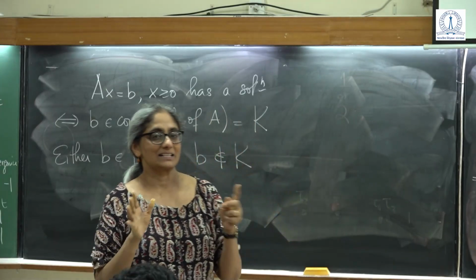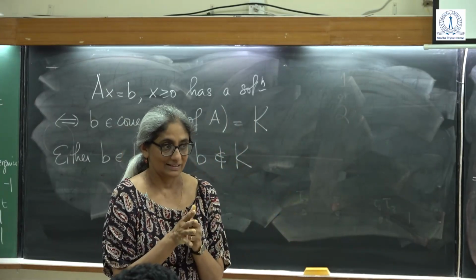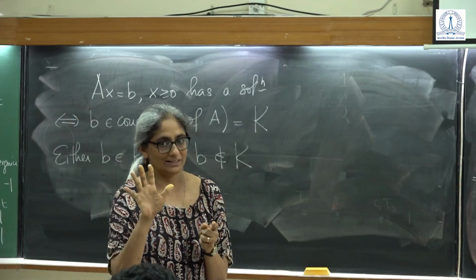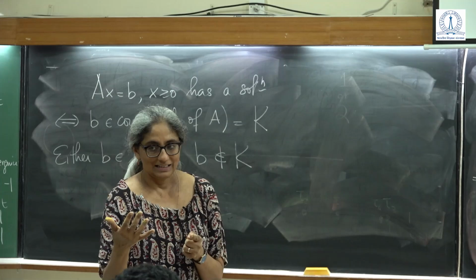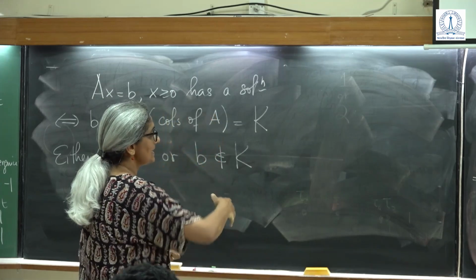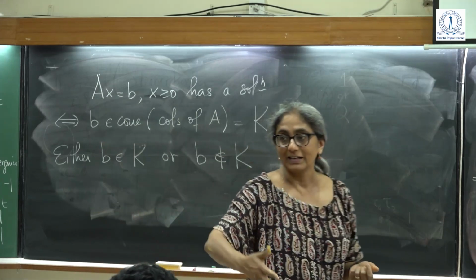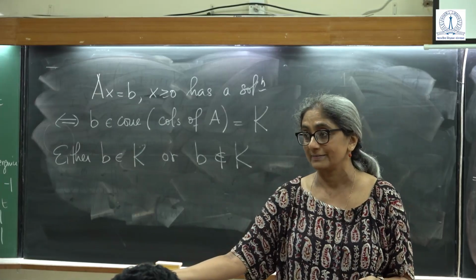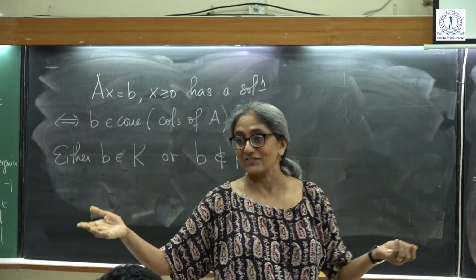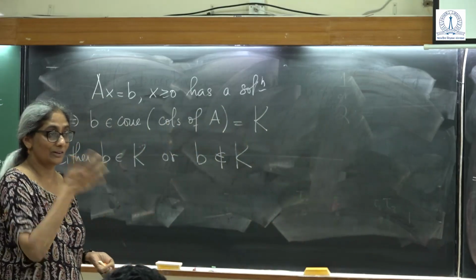So the polar cone makes non-negative inner product with everything in the cone. B is not in the cone. So what must happen? So y transpose x should be negative. Exactly. So that means there must be something in the polar cone that makes negative inner product with B. Otherwise B would have been in the cone. Do you agree? That's it. That's Farkas lemma. Either B is in a cone or not.